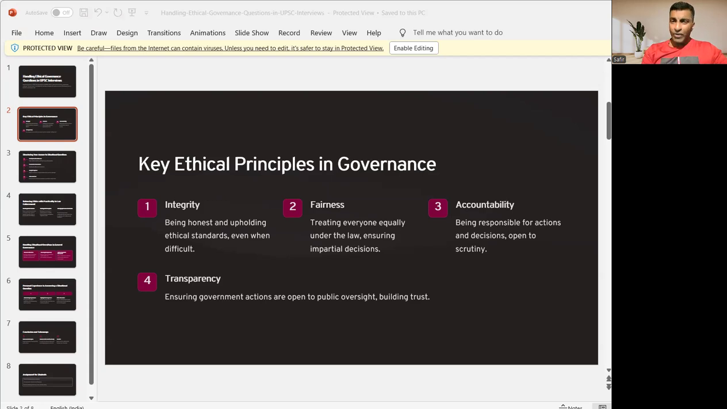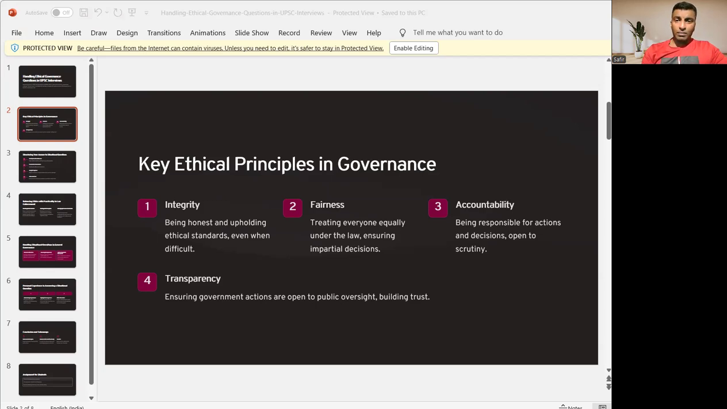Now, fairness is about treating everyone equally under the law, ensuring that your decisions do not favor any one group over the other. Everyone is treated equally. That's what you mean by fairness. And as a civil servant, you must be very much committed to impartiality. That's a very important ethical standard. So you must be impartial and make decisions that benefit the public as a whole.